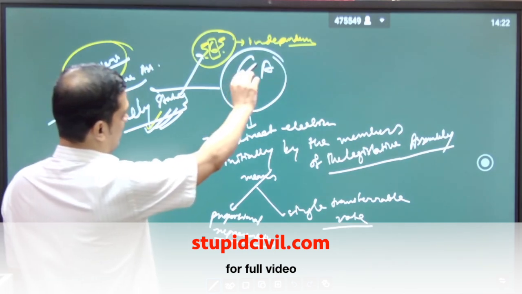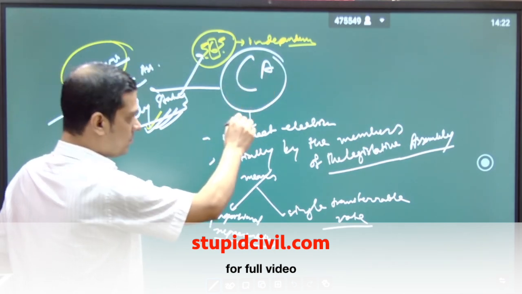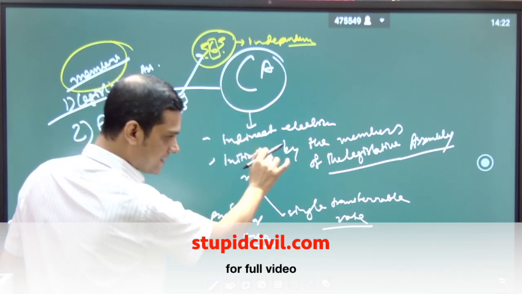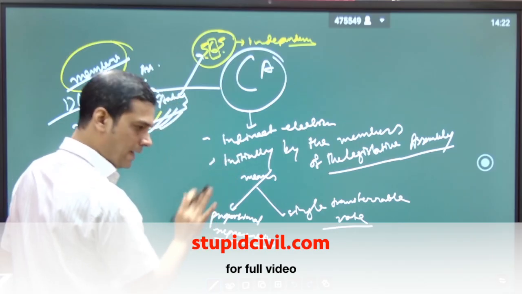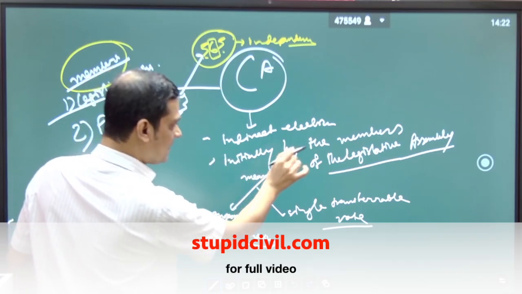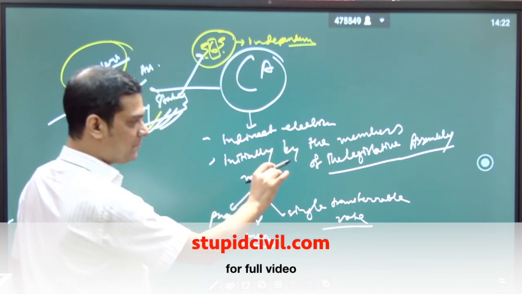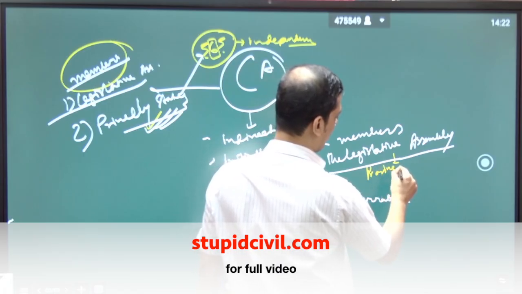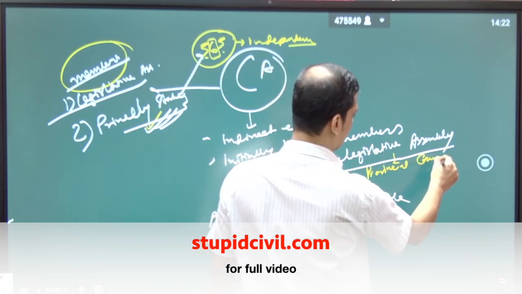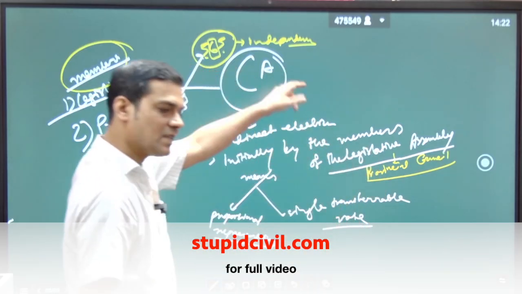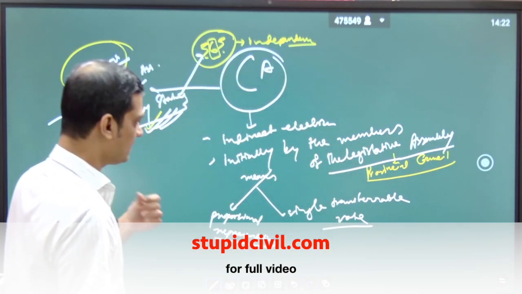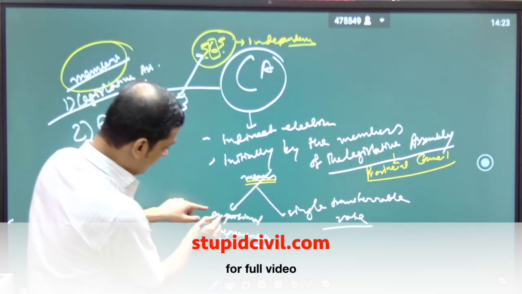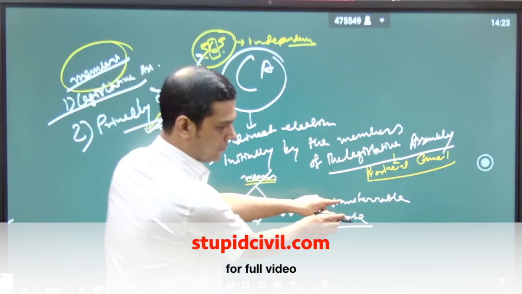Then, how was this CA constituted? Indirect election, members were elected indirectly, not directly. Initially by the members of the Legislative Assembly. At that time, it used to be called the Provincial Council. The nomenclature was Provincial Council. Through the means of what? Proportional representation, single transferable vote.